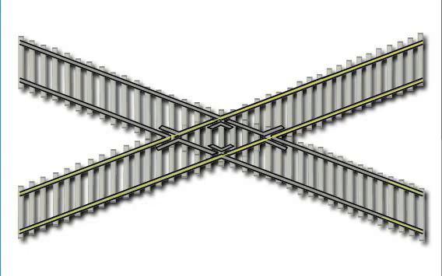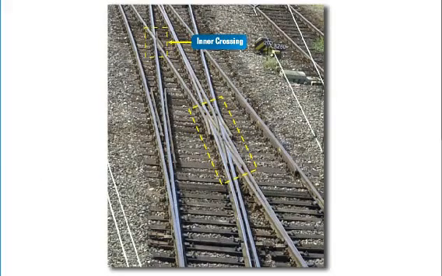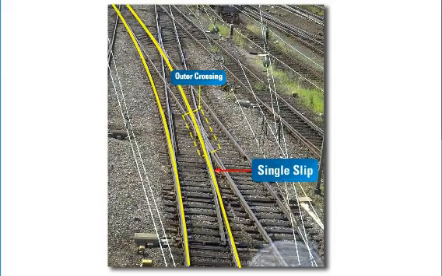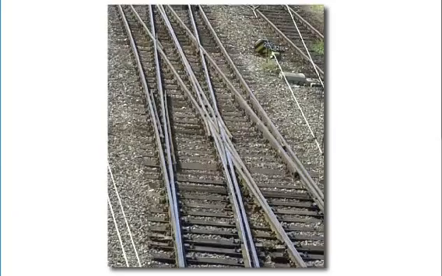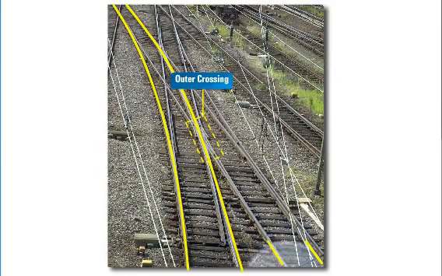Diamond crossing. This is formed when two tracks cross each other without any connection, permitting only a straight movement. Single slip. In a diamond crossing, when rails are added between the outer crossing, movement around one of the corners is known as single slip. Double slip. In a diamond crossing, when rails are added between the outer crossing, movement around one of the corners on both sides of the diamond crossing is called double slip.